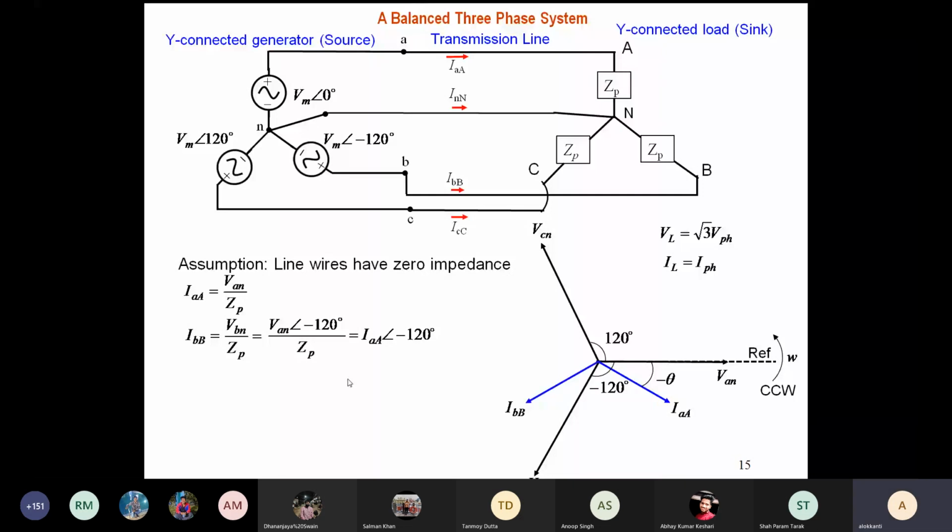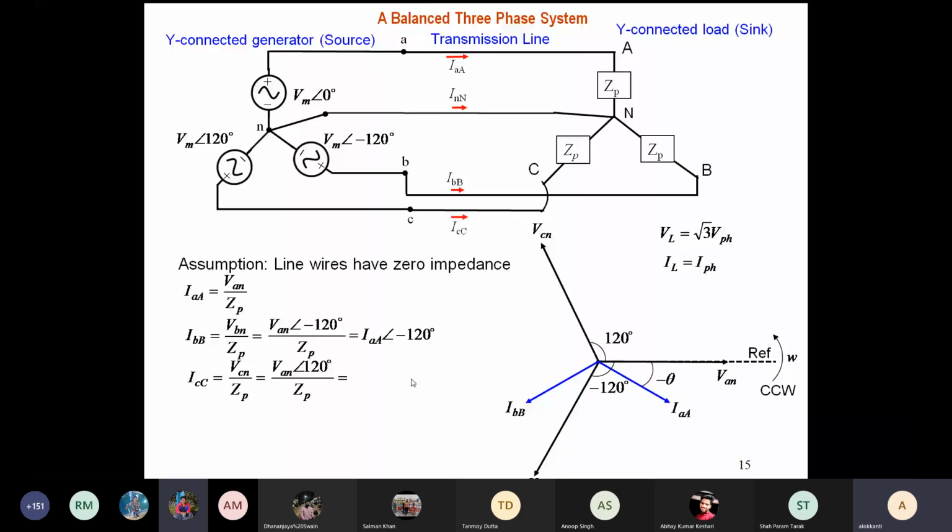Now how to find the C phase current? In the same way, it is VCN by ZP, and VCN is VAN angle 120, divided by ZP, and this is equal to IA angle 120 degrees.